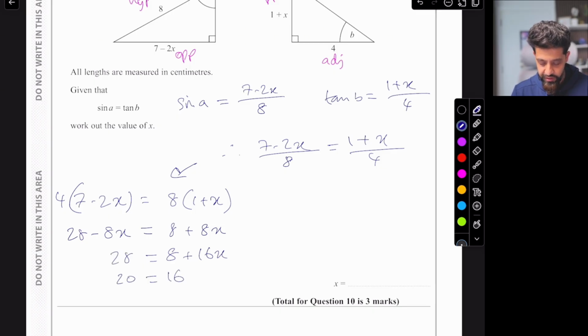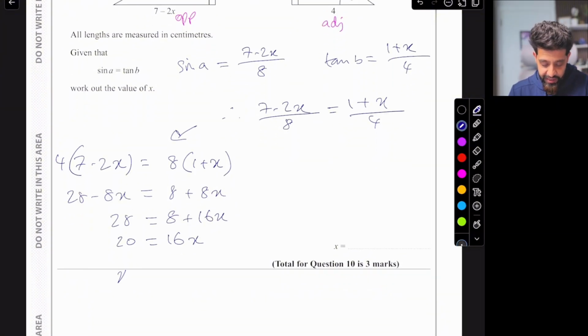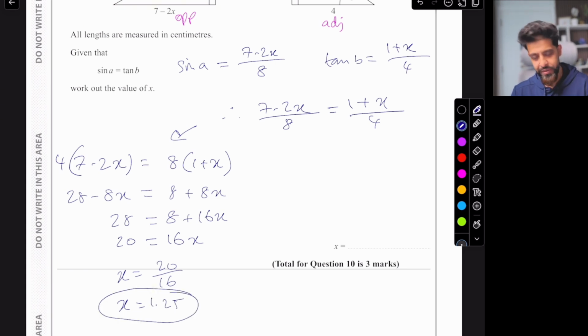So 28 minus 8, 20 minus 8, yeah, 16x. And then x would be equal to 20 divided by 16. We can use our calculator to find the value of that, which is 1.25. It is a calculator paper, saves us time. So there you go, x is equal to 1.25.